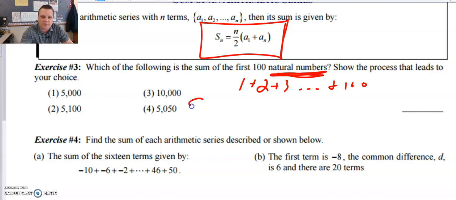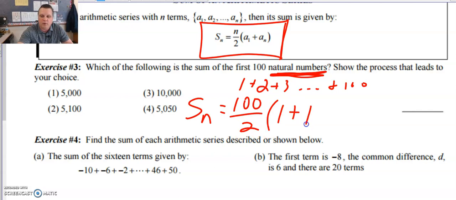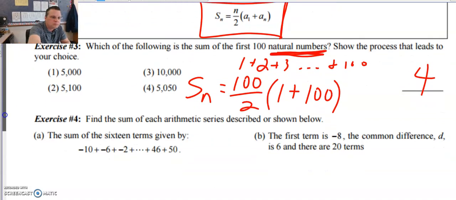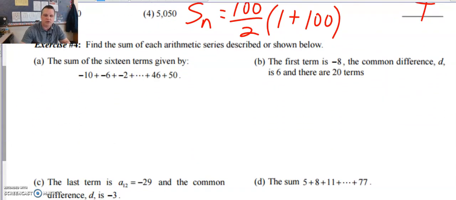So we have our S of n. In this case, n will be 100. 100 over 2, and then a1 plus an. So you would have 50 times 101, which gives you 5050, which is choice 4. And that's just using the direct application of the formula.